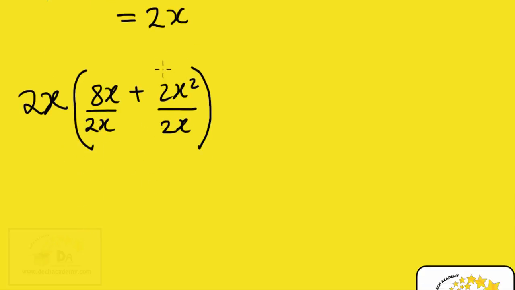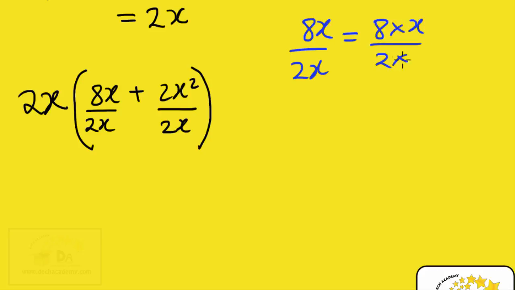2x squared over 2x is what? Well, I'm just going to carry out this simplification separately. Now, 8x over 2x is the same thing as 8 times x over 2 times x, which is the same thing as, this can be simplified as follows. X here, 1, x here, 1, 2 here, 1, 2 and 8, 4. So we have numerator as 4 times 1, which is 4, and 1 times 1, which is 1.